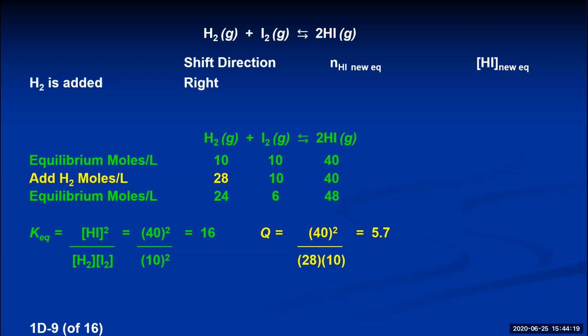So once this change has occurred, our ratio is now 48 squared over 24 times 6. It equals 16 again. The system's gone back to equilibrium. So when we add hydrogen to the container, we cause the reaction to shift to the right, and it'll continue to be spontaneously reacting to the right until you reach the numerical values of 24, 6, and 48, when the system will once again be at equilibrium and both the forward and reverse reaction rates are equal.